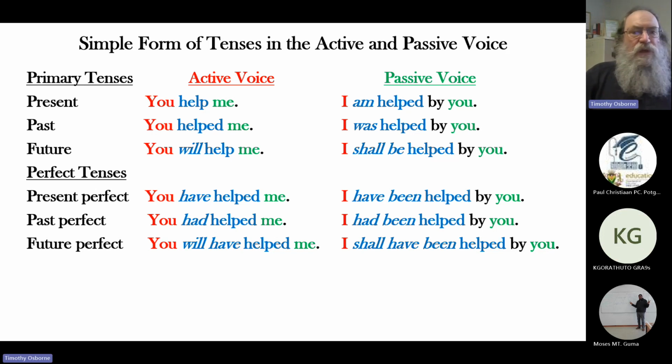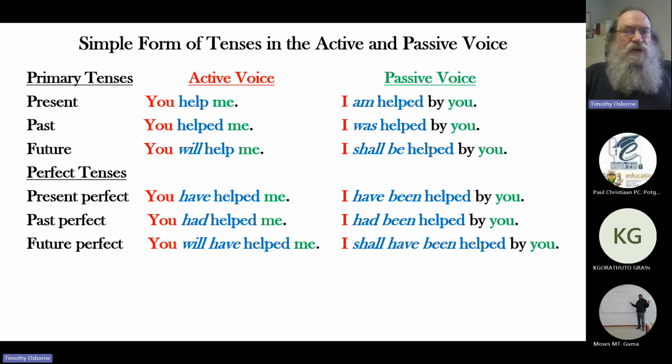Please note there, the will is an auxiliary verb. You will help me. And then you've got in the passive voice, of course. Now remember that I takes shall in as the auxiliary verb in the future tense. And you've got here two auxiliary verbs. I shall be helped by you. You notice by. It's in every passive voice sentence. Now we get our perfect tenses.